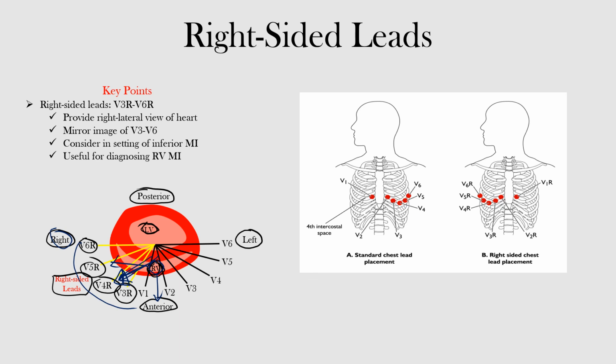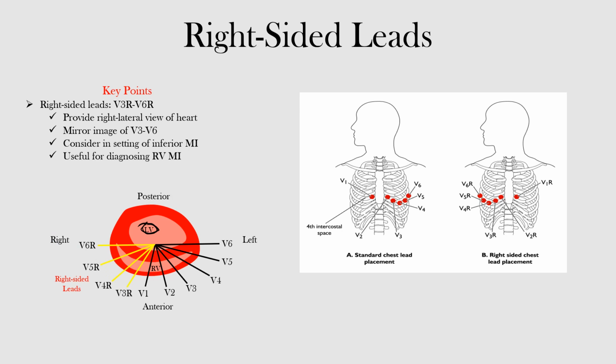Now notice the placement of the right-sided leads. They are placed in the same position as the leads V3, V4, V5, and V6, but now they're on the right side of the chest. In other words, they are a mirror image of those leads. This is why they're referred to as leads V3R, V4R, V5R, and V6R, and the R stands for right, or right-sided leads.